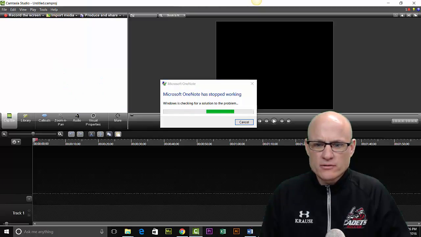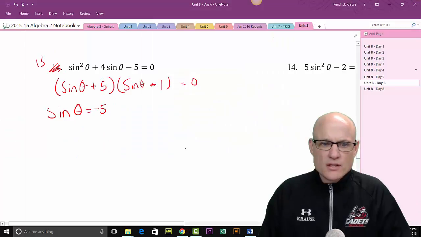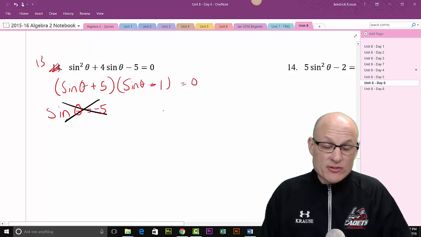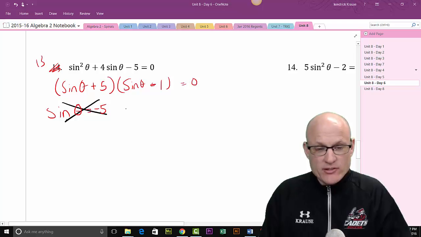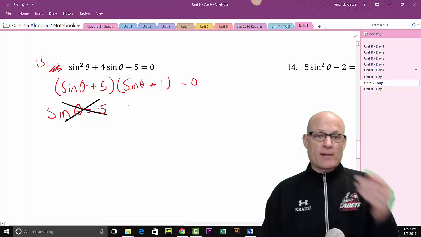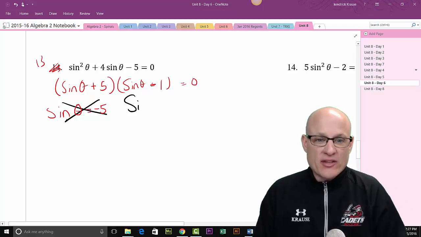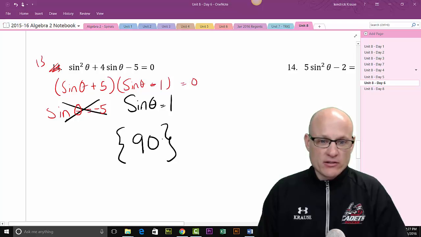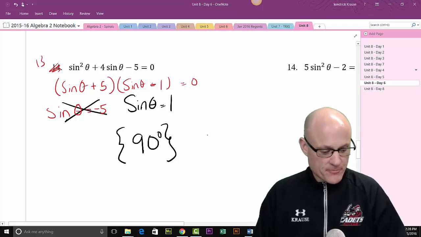All right, I think I got us close to back where we were. That one we have to check because it can't be bigger than 5 or smaller than -5. As long as its absolute value is bigger than 1, we have problems. This one gives me sine theta equals 1, and we know sine theta equals 1 at 90 degrees. Done. Problem's over with. We're done with that page. Let's get to the next page.